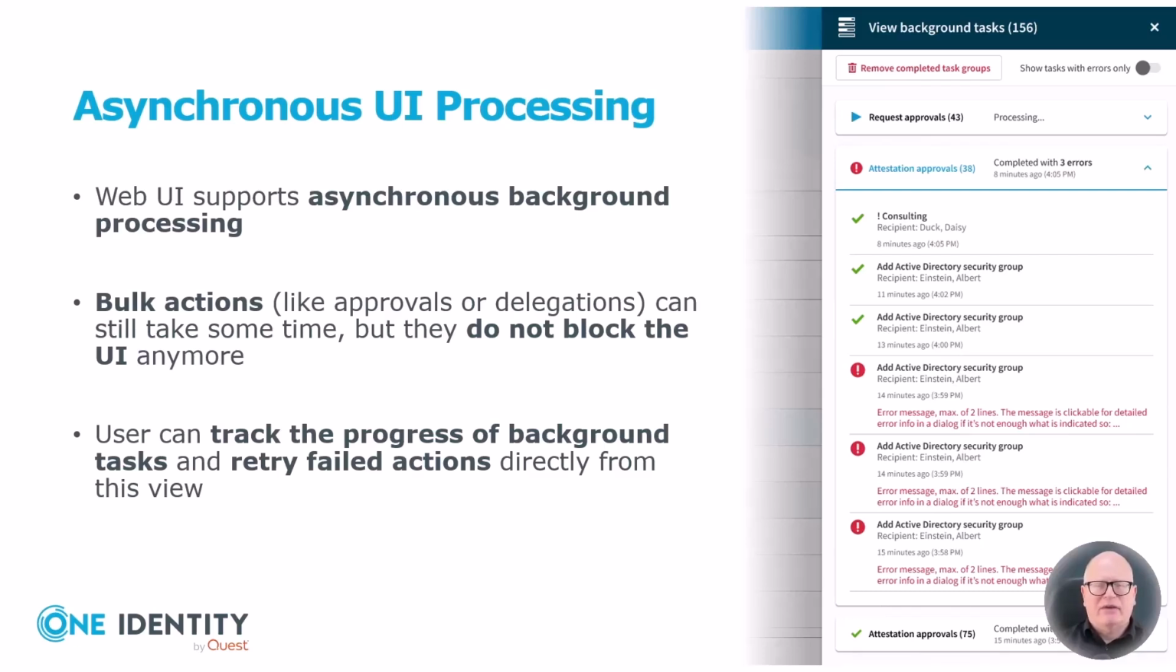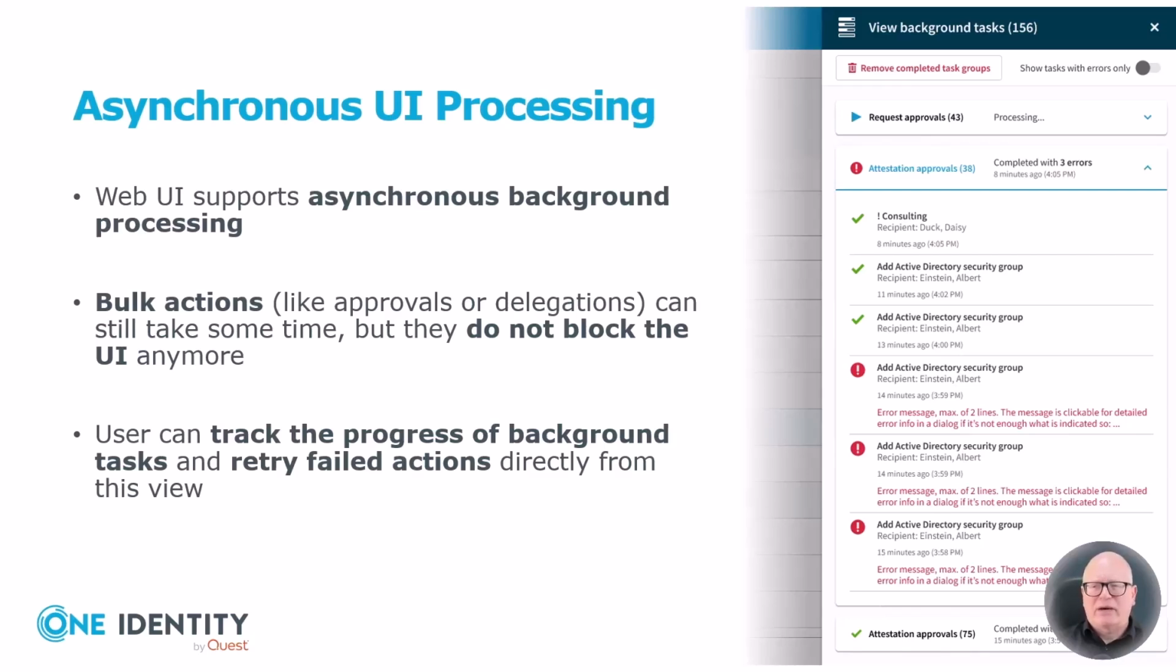In the past, in the web portal, it took some seconds or minutes until the web portal returned and said, I did it. And this is now different. You can see we are now processing these types of things asynchronously. On the right-hand side, you see the asynchronous page where you can follow the process. In this case, there were, I think, roughly 38 attestation approvals, roughly 43 request approvals. You see what happened.